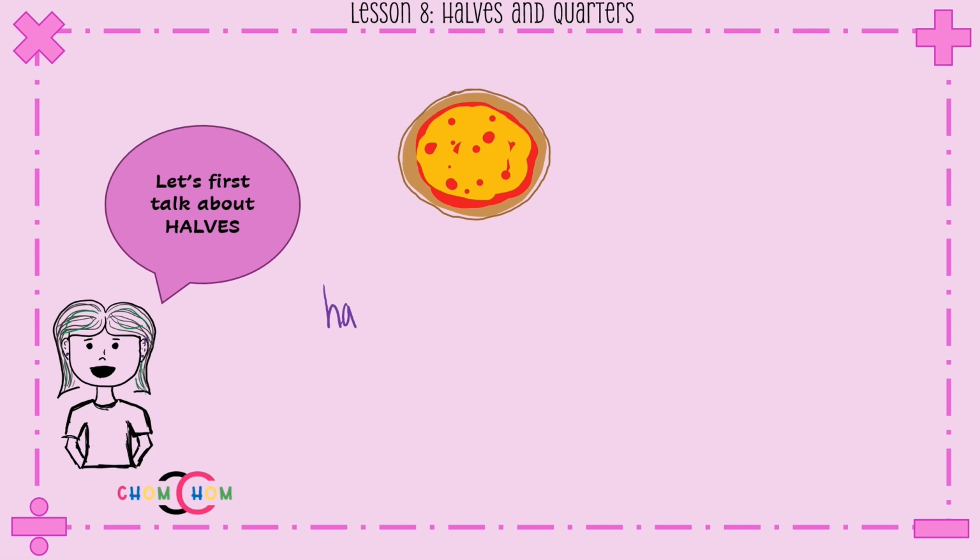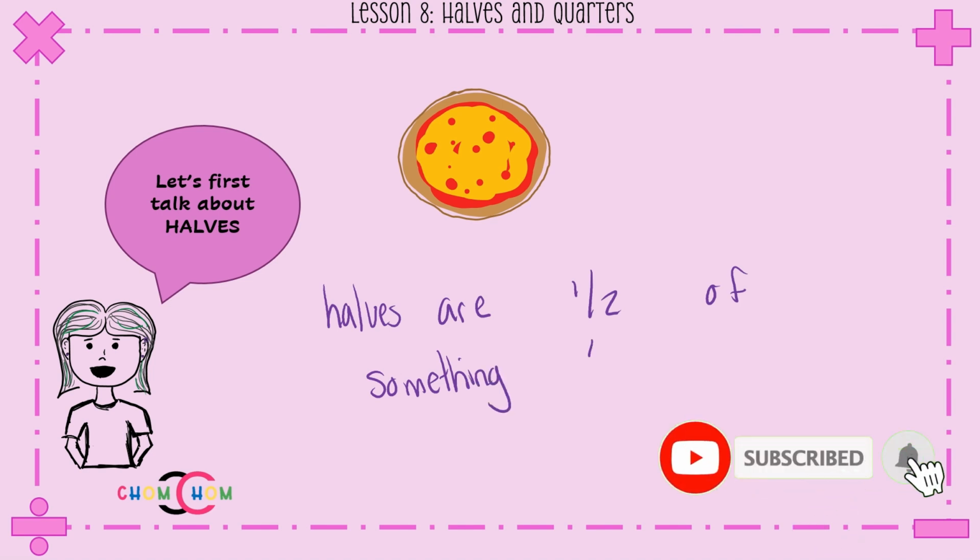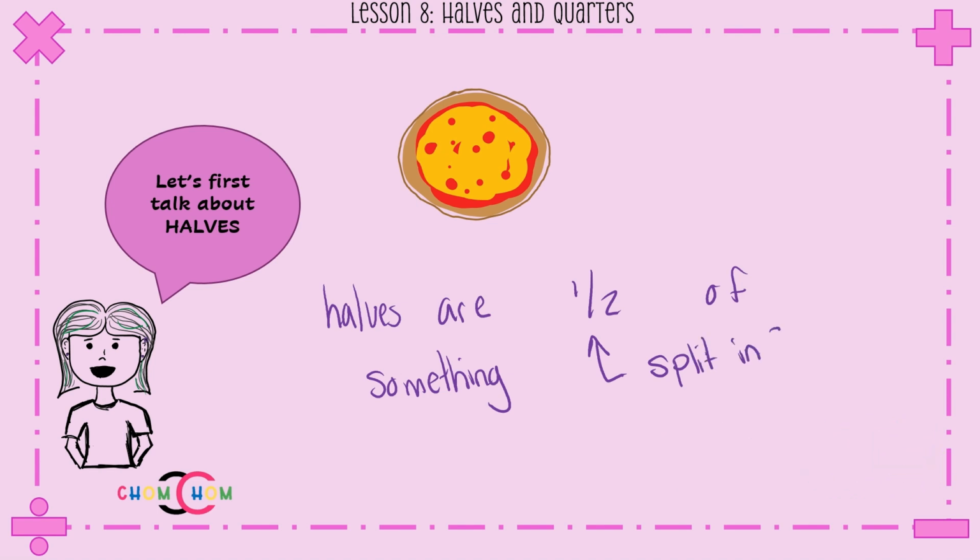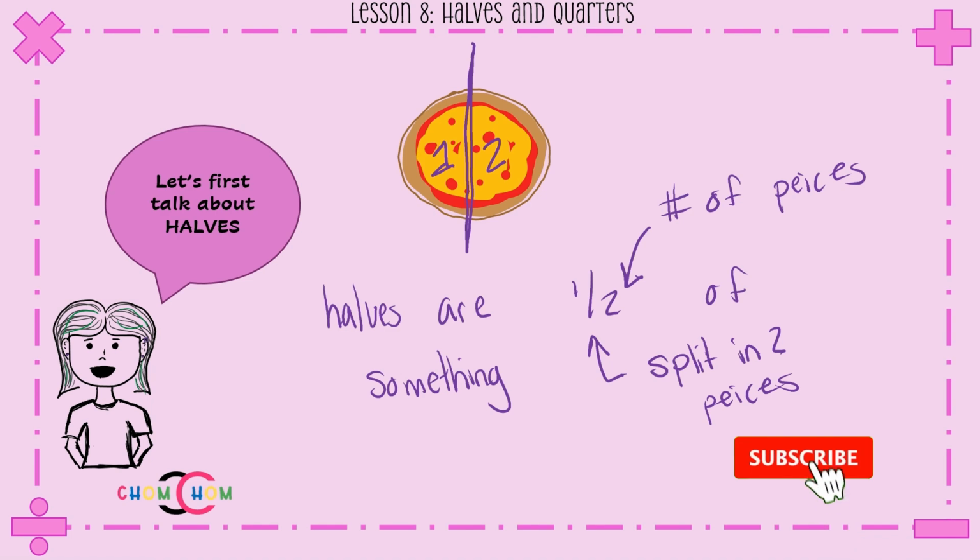So halves are 1/2 of something. Or we can represent this as we split in two. The bottom number, remember, is our number of pieces. So let's split this pizza in half. This would be half because I can count my first piece here and my second piece there.